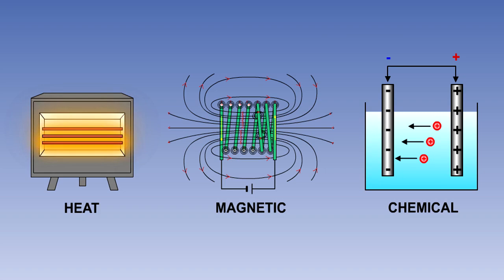When a force produces a movement, work is said to have been done. The rate at which work is done is called power. In an electric circuit, work is done by the voltage causing current to flow in the circuit, creating heat, magnetism, or a chemical reaction.